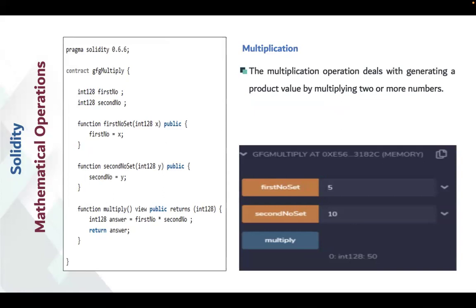Moving on to multiplication, which combines two numbers to produce their product, we have this example. We have a contract and we have two variables. After that, we have a function to assign a value for the first number and another function to assign a value for the second number. And finally, we have a function to multiply these two variables and return the answer, which is the result. So here, as you can see, we have the first number and second number, and here we have the result.